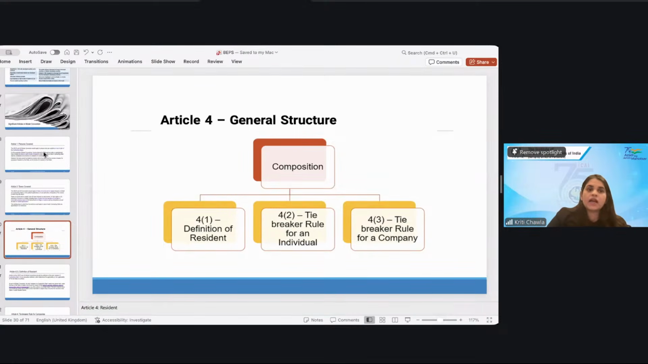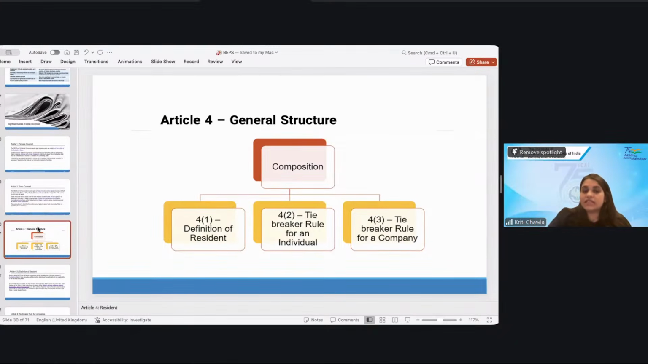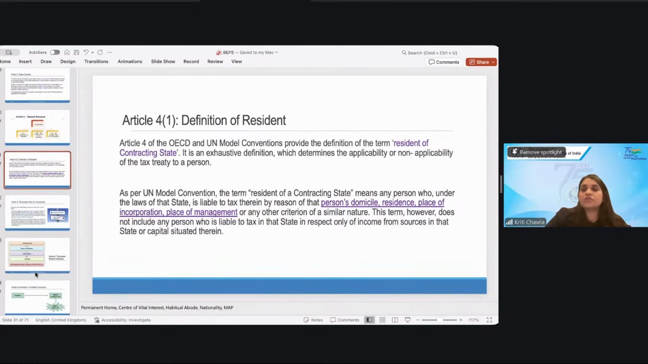If you see, Article 1 talks about it applying to residents. Now, who is a resident of a contracting state? Well, it starts with the definition of resident, and then it talks about something called the tiebreaker rule for an individual and for a company. So let's look at who is a resident for the purposes of a tax treaty. As I mentioned, Article 4 provides for this particular definition.